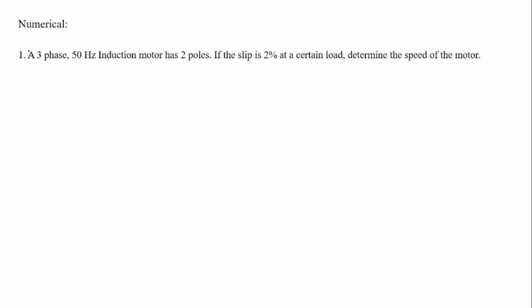Now we'll solve a small numerical. A three-phase 50 Hz induction motor has two poles. If the slip is 2% at a certain load, determine the speed of the motor. First we'll write the given data. Frequency F is equal to 50 Hz and the motor has two poles, so P is equal to 2, and the slip is 2%, that is 2 by 100, or 0.02. Now we have to find the actual speed of the motor.